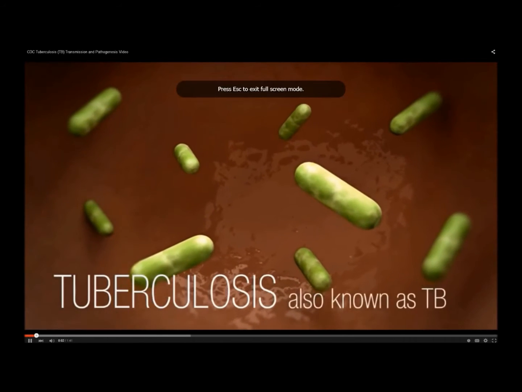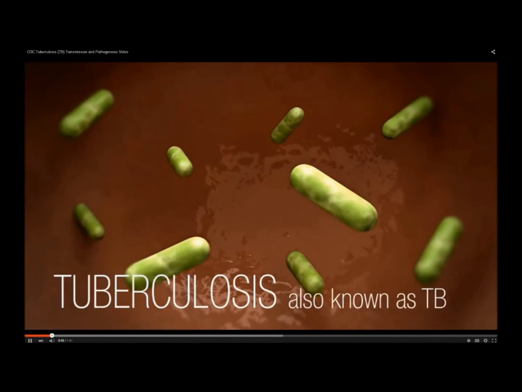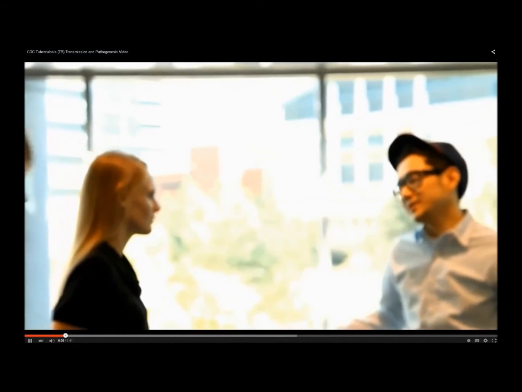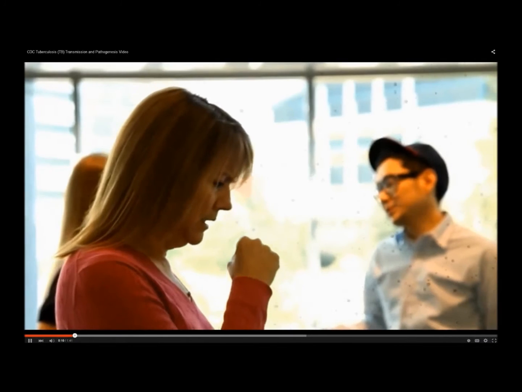Tuberculosis, also known as TB, is spread through the air from one person to another. When someone with pulmonary TB disease coughs, TB bacteria are expelled into the air in tiny water droplets. These droplets can remain floating in the air for several hours, making it possible for someone nearby to inhale them.